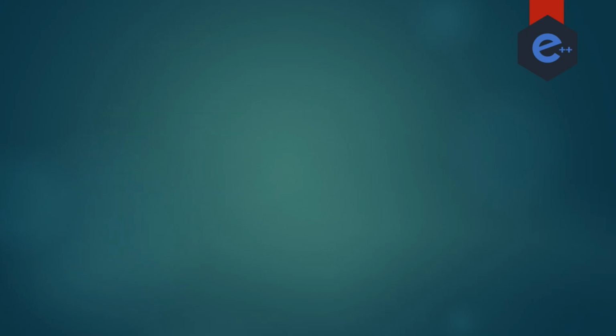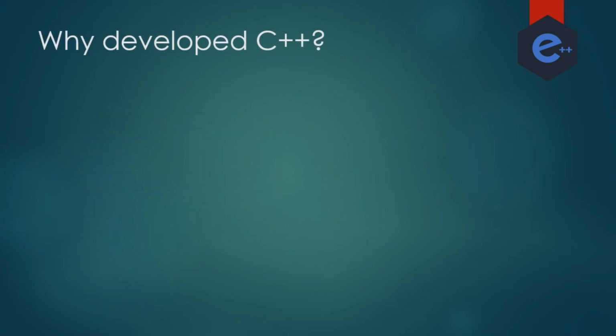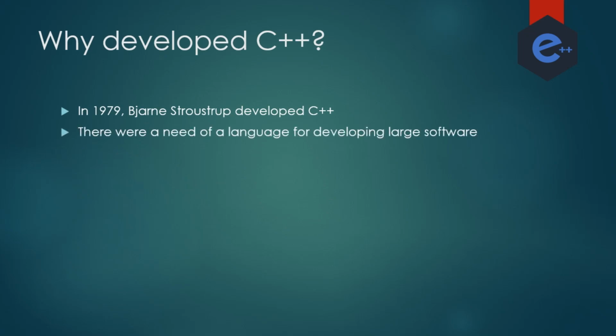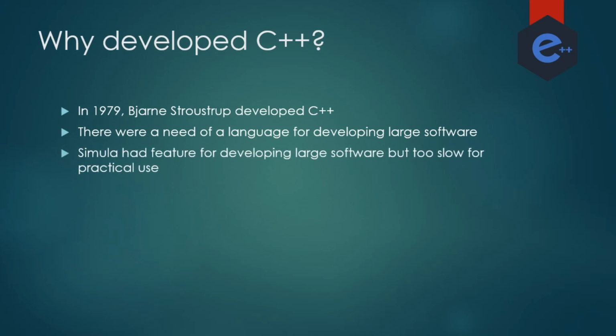Now we will learn why C++ was developed. Bjarne Stroustrup developed C++ in 1979. Bjarne was very much influenced by the object-oriented features of Simula. He wanted a language that could easily help in large software development. He saw that Simula had features that were suitable for large software development. But Simula was very slow for practical use. So, he chose C because C is a fast, general-purpose and portable language.